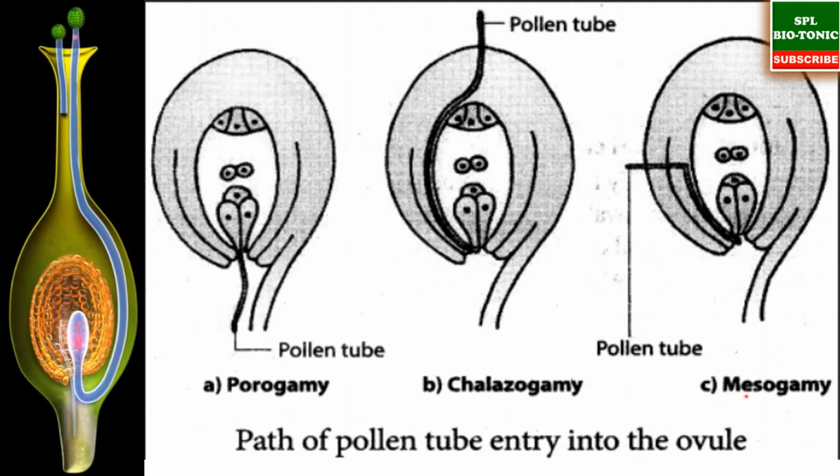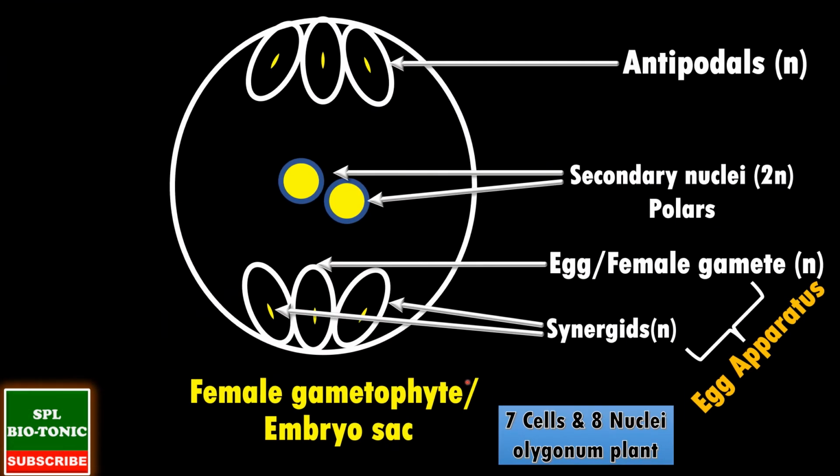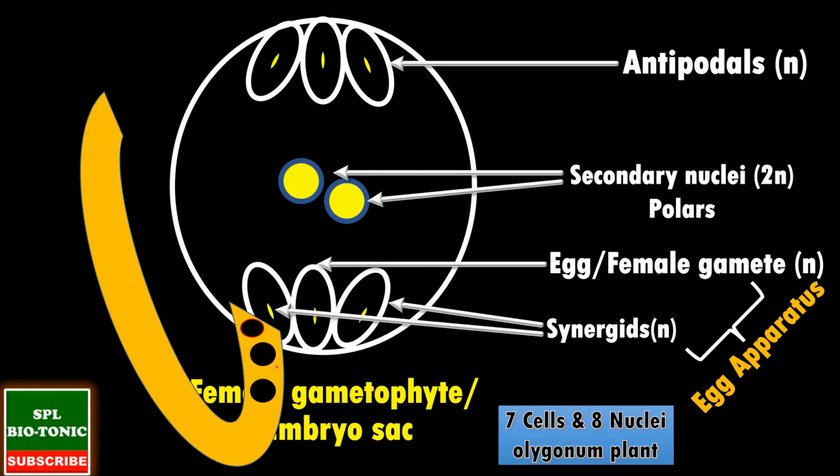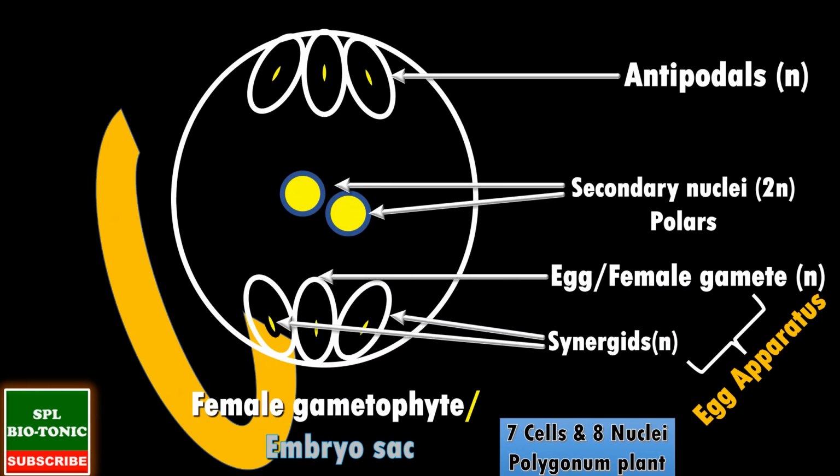So students, I hope you are understanding the terms such as siphonogamy, porogamy, chalazogamy, and mesogamy. Once the pollen tube reaches the embryo sac, the pollen tube passes into the embryo sac through one of the two synergids, and it releases male gametes into the embryo sac. So we can see the release of male gametes into the embryo sac.